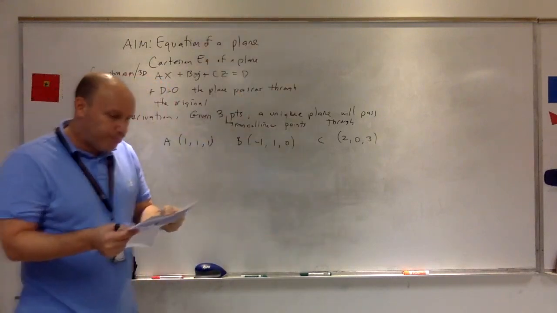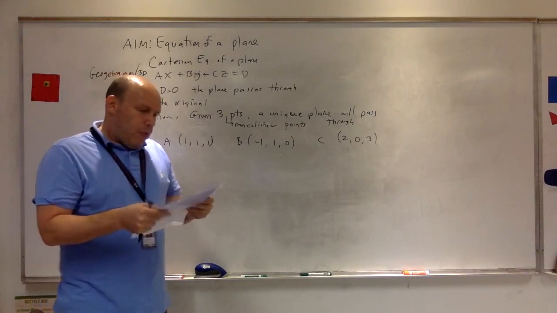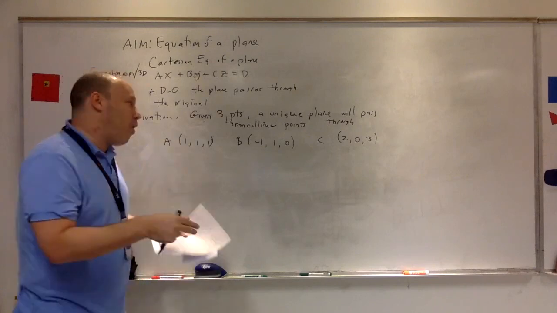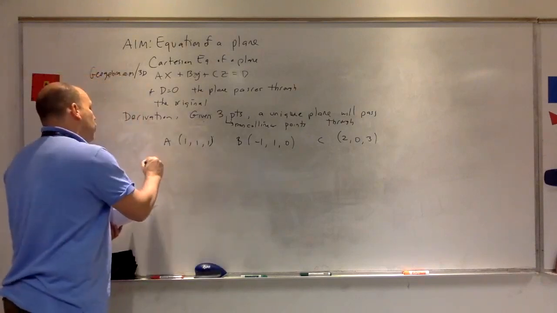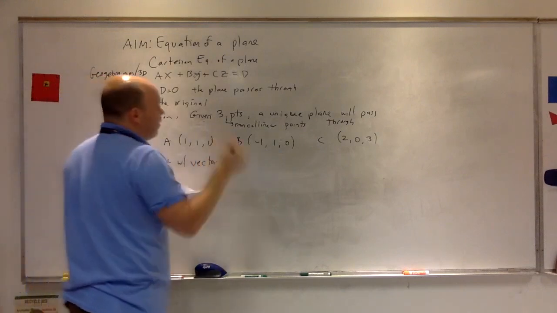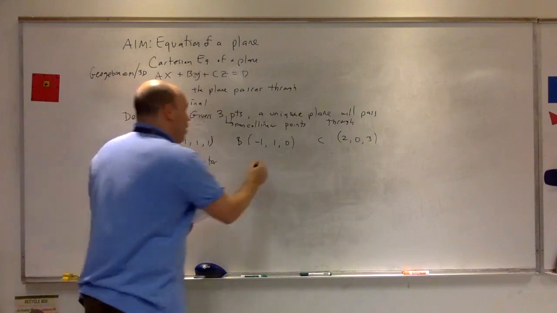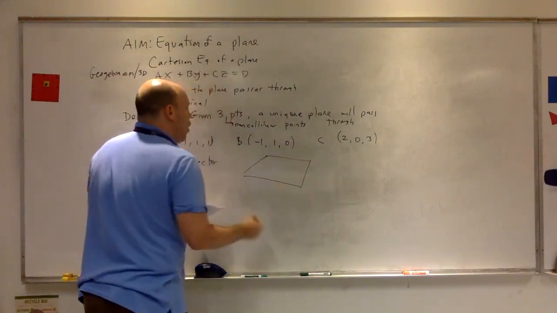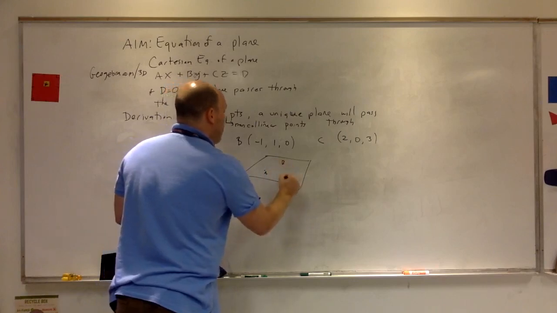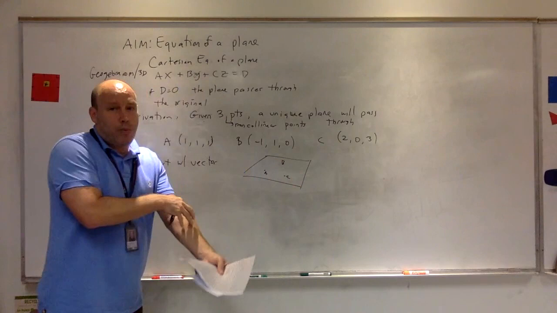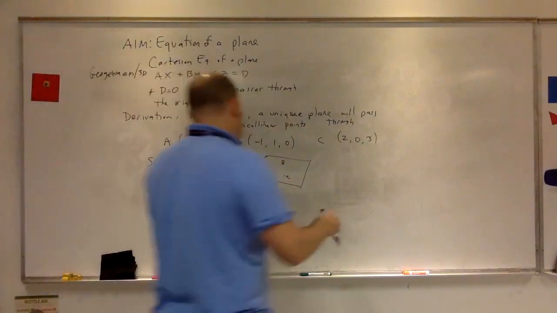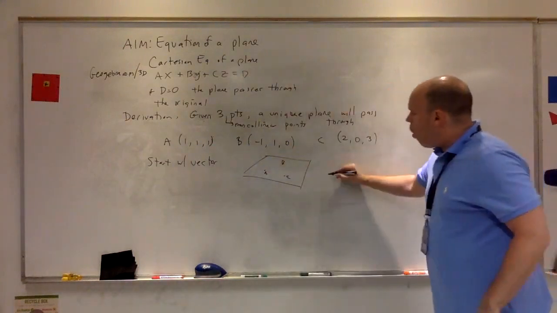Okay, now what's going on? So the question is, how do we write the equation? Well, we're going to start with vectors, because once we have everything, vectors make life easier. So we have this plane. We have points A, B, and C. We need three points. So the idea is, the plane is going to be an equation, and it's r equals.